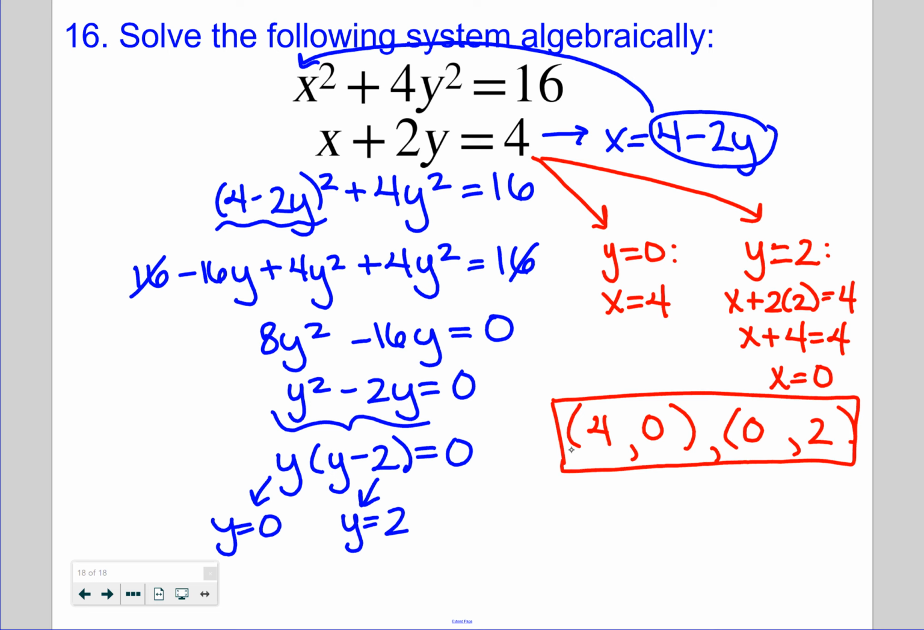On this portion of the test on Friday, there will also be a bonus problem, and no, I will not tell you what that bonus problem is.